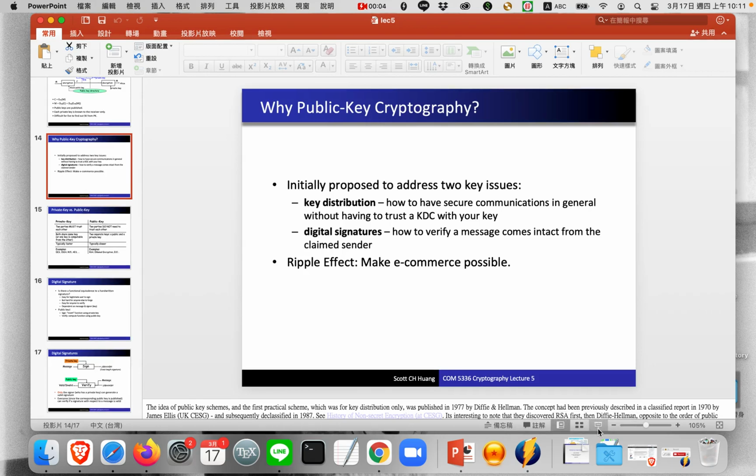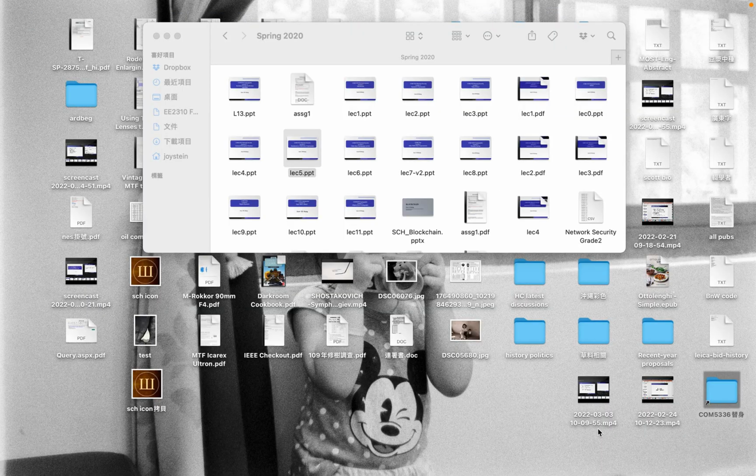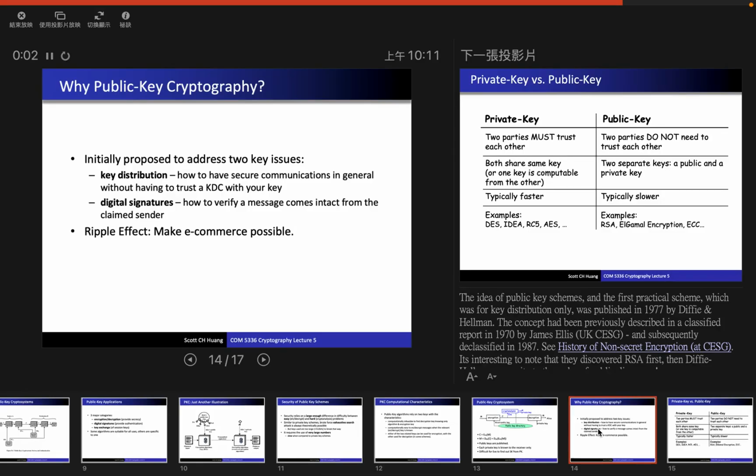Okay, last time we talked about asymmetric public key cryptography. Let's review that. Why do we need public key cryptography? It's initially proposed to do encryption and decryption, and later on we realized that it's not just encryption and decryption. It can do many more things.